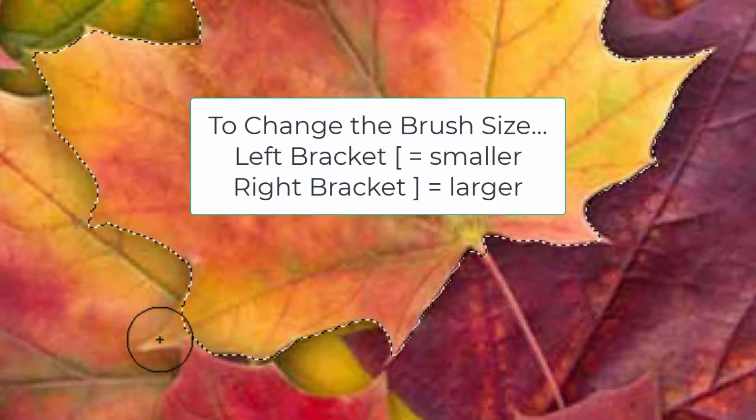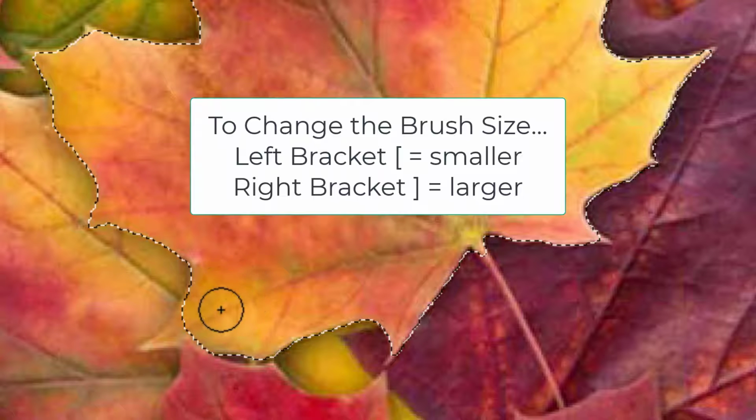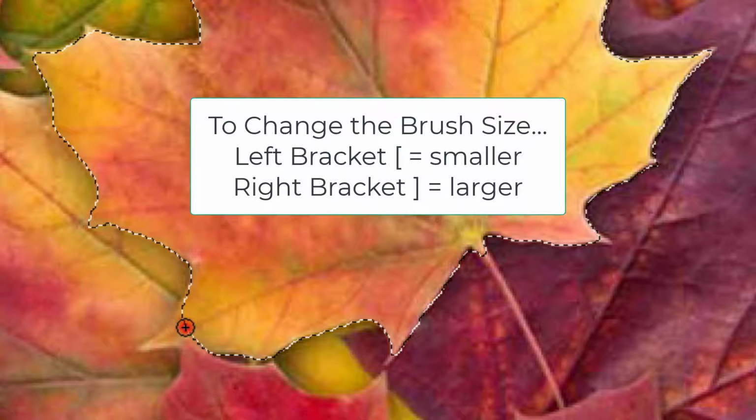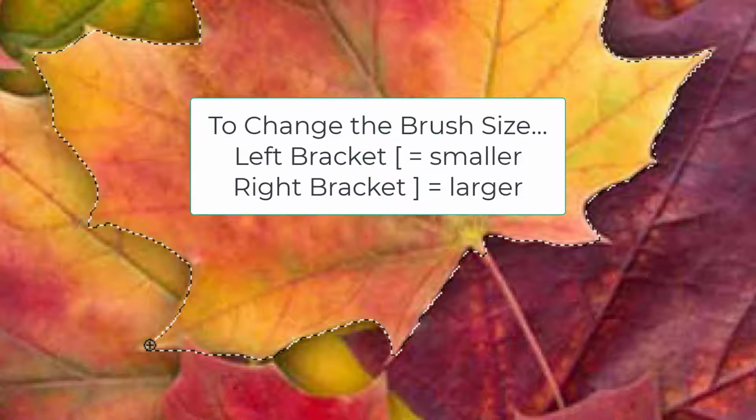Now, to get this tip of the leaf right here, I'm going to use the left bracket to make the brush really small so that I can get right to the tip of that leaf. Now I'm going to get the stem, which can be challenging because it's pretty small. So again, I'll get the zoom tool and magnify this a little bit so I can see really clearly what I'm doing. Then switch back to the quick selection tool, and I'm going to make the cursor right about the same size as the stem.